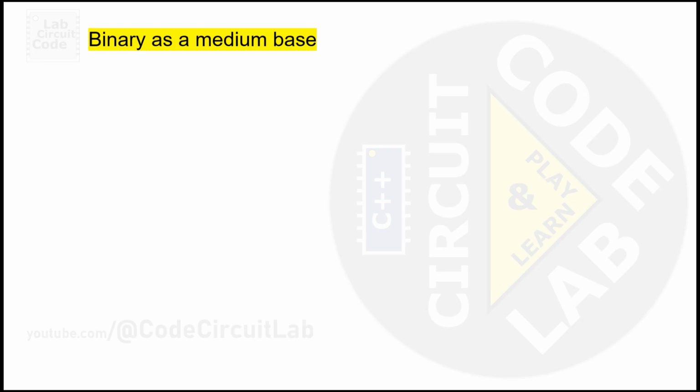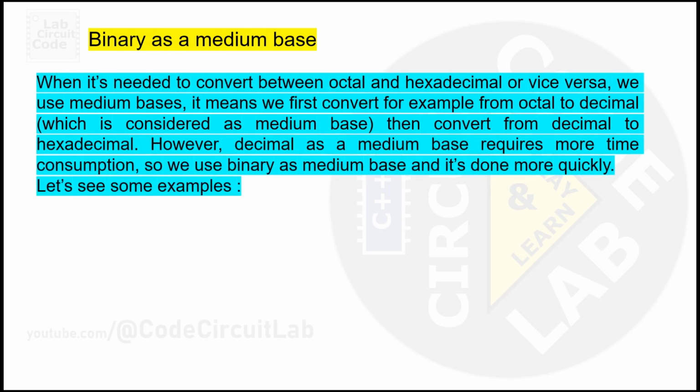Now let's use binary as a medium base. What do we mean by medium base? When it's needed to convert between octal and hexadecimal or vice versa, we use medium bases. It means we first convert, for example, from octal to decimal, which is considered a medium base, then convert from decimal to hexadecimal. However, decimal as a medium base requires more time. So we use binary as the medium base, and it's done more quickly.